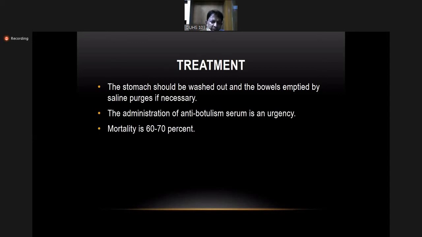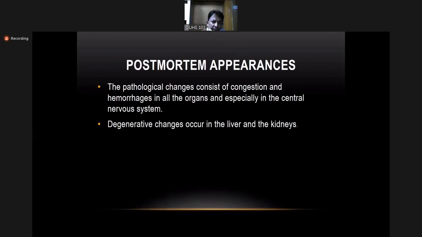Anti-botulism serum is urgent to save the life of the patient immediately in the early hours. The mortality rate is 60 to 70% due to this toxicity. I said earlier that this is a very dangerous toxicity. Botulism toxicity is very dangerous because it causes paralysis of the smooth muscle in the respiratory center. Postmortem appearance, when death occurs, when a dead body is present, because forensics is always interested in the postmortem diagnosis.